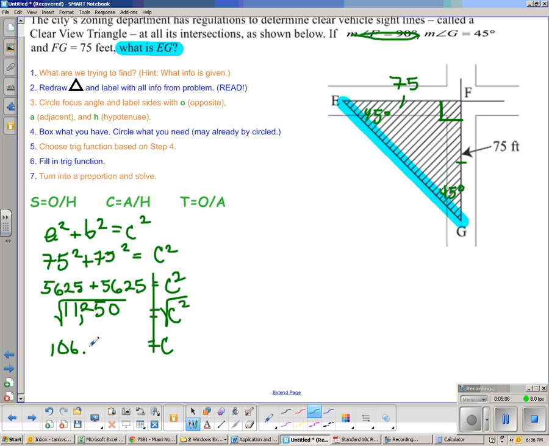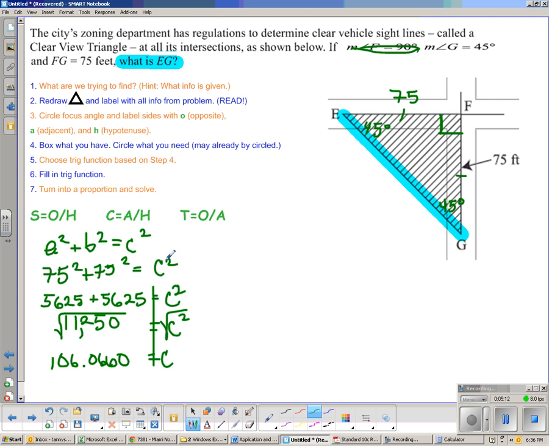106.0660. Okay. Here it doesn't say where to round to, but to be safe, on the assessment, they'll tell you what to round to on the fill-in responses. But to be safe, we're going to round to the nearest whole number. So that means this will be 106. That's it. Feet.